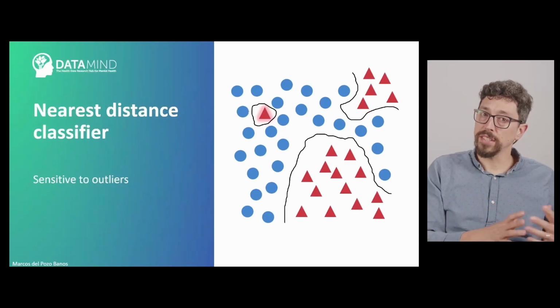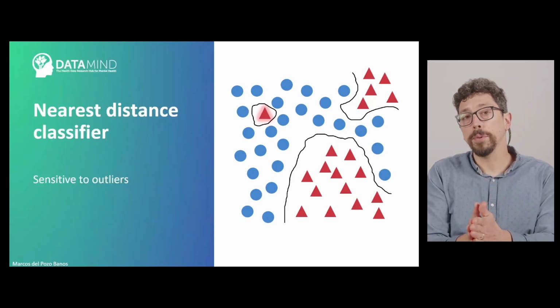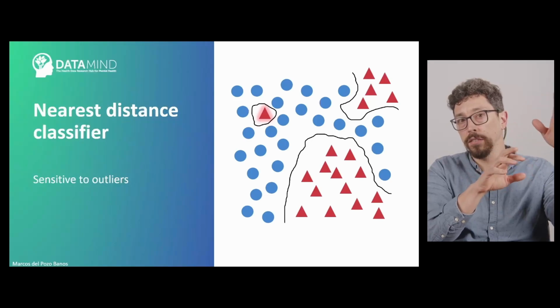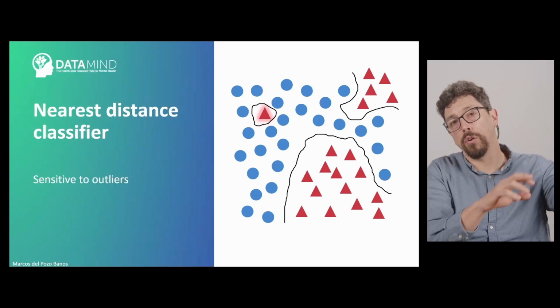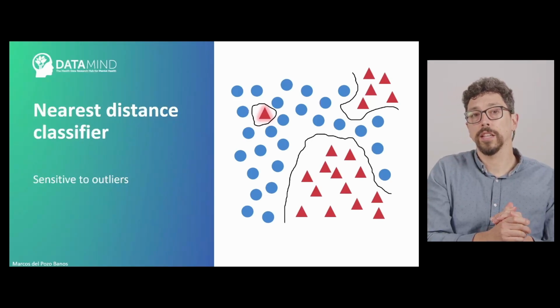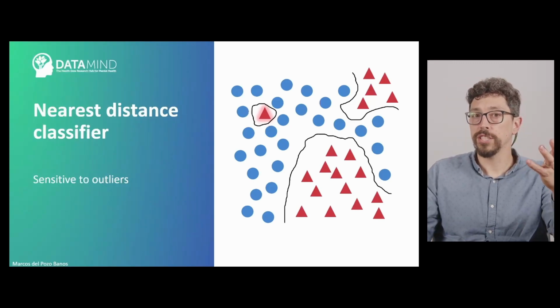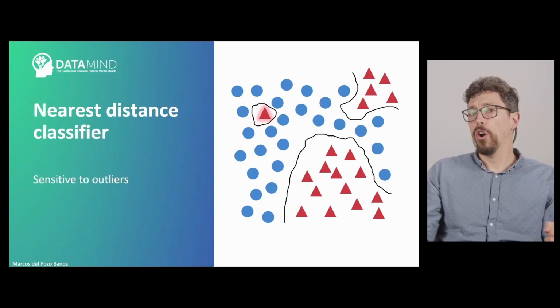However, it's also very sensitive to outliers. In the example here, we have a triangle sample that is kind of on its own, right? It's isolated. Is it reasonable to think that that region is characteristic of the triangle class, or is it maybe just an outlier?